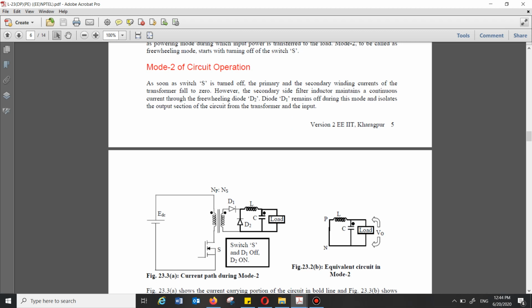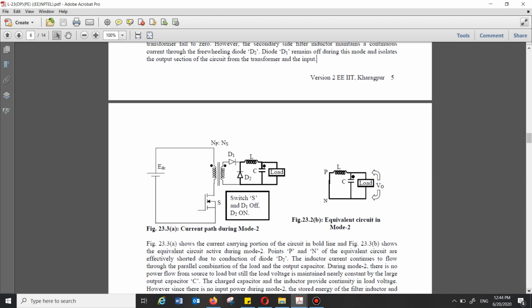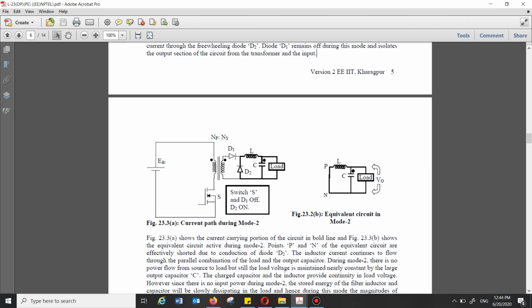Diode D1 remains off during this mode and isolates the output section of the circuit from the transformer. Surely this diode will provide the isolation. It doesn't allow the current to go back to the other side by mutual induction. This is the complete explanation. The bold lines show the current flowing paths, and this is mode 2, and the diode is shorted because it's conducting. The inductor current continues to flow through the parallel combination of load and output capacitor. Yeah, it keeps on flowing.